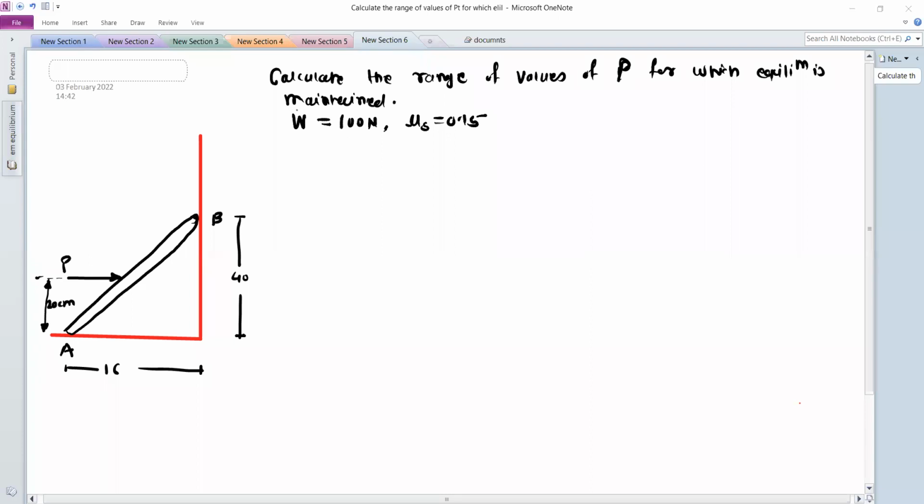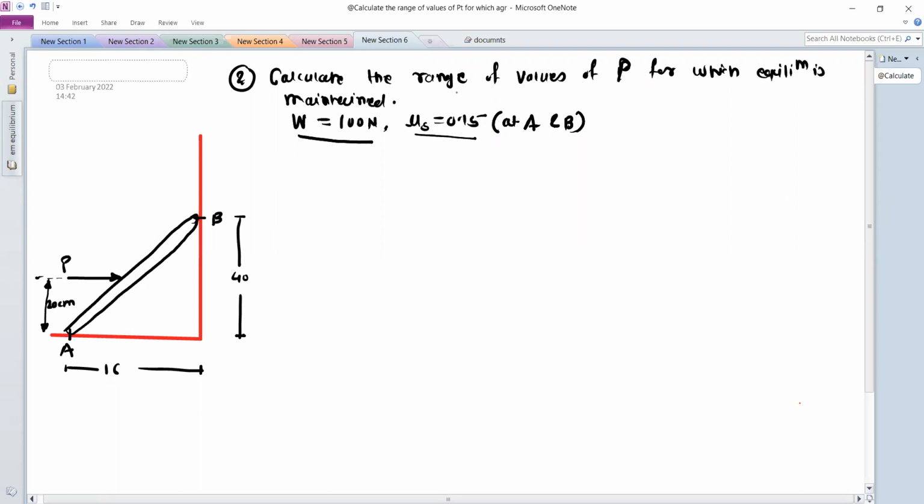So, in the last lecture, we have seen the ladder friction. So, this is the second problem on the ladder friction. Here one ladder AB is resting against the vertical wall at point B and on the ground at point A. So, A and B, these are two contact points of the ladder. The weight of the ladder is given as 100 Newton, and the coefficient of static friction is 0.15 for all the contact surfaces, that is at point A and B.